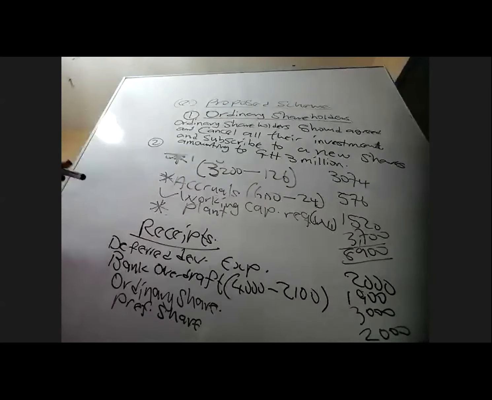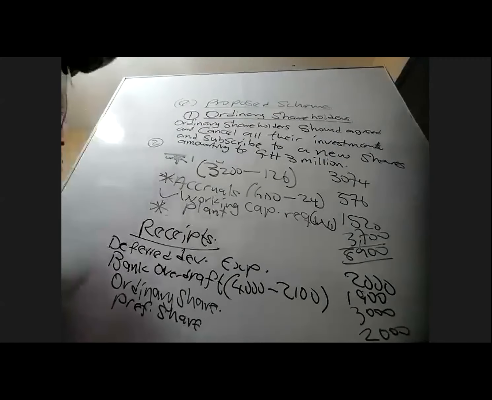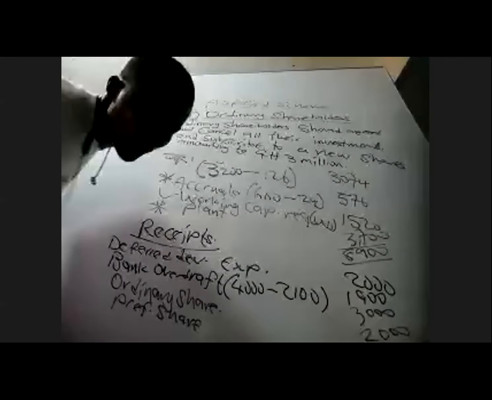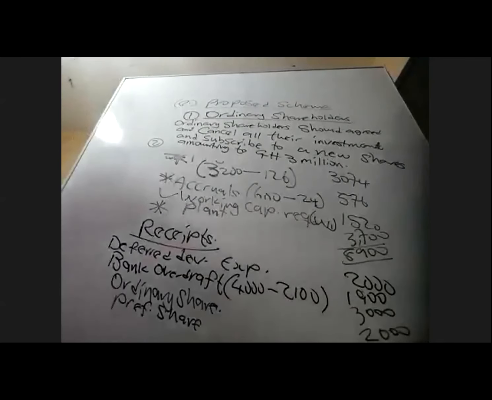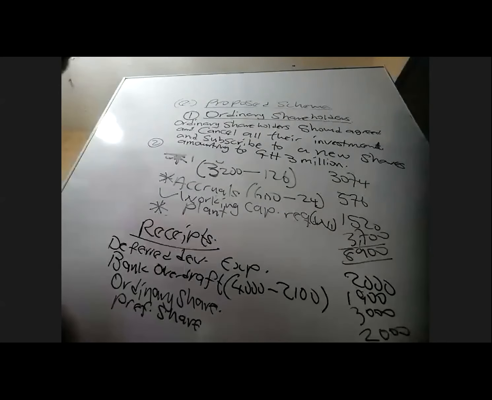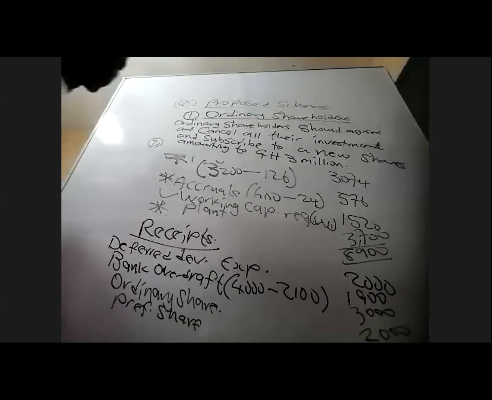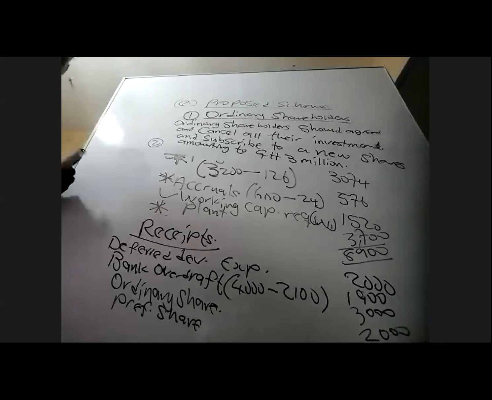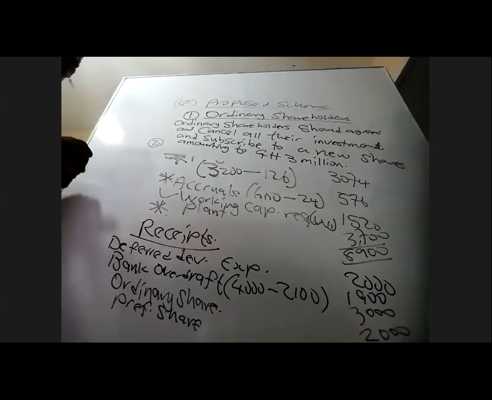So preference shareholders should agree, should cancel off all their investments, waive off their investments, and they should subscribe for new preference shares amounting to 2 million. Have you seen? Amounting to this 2 million, because preference they are bringing 2 million. So that's the preference shareholders. So the preference share is okay, right?